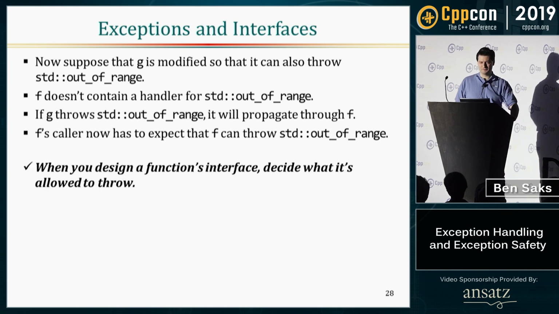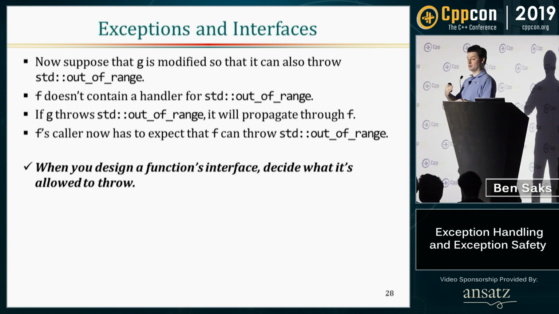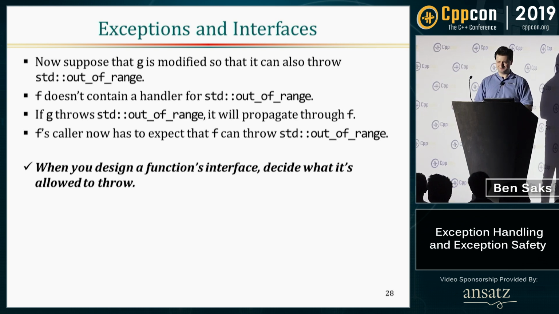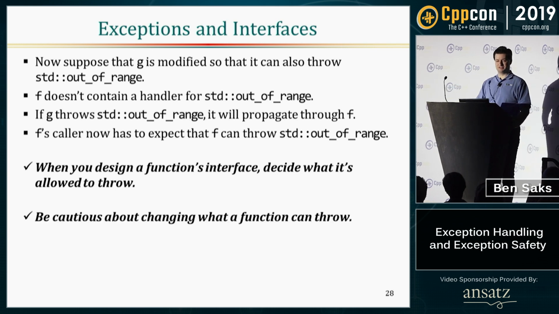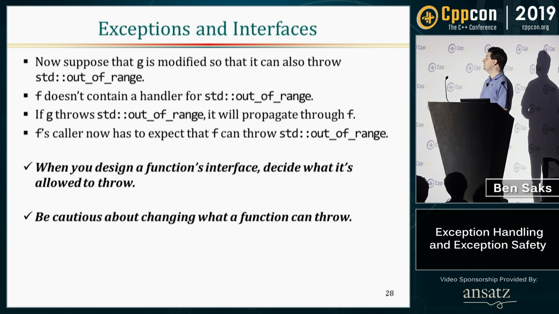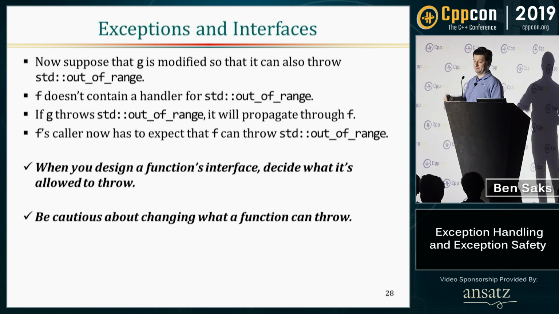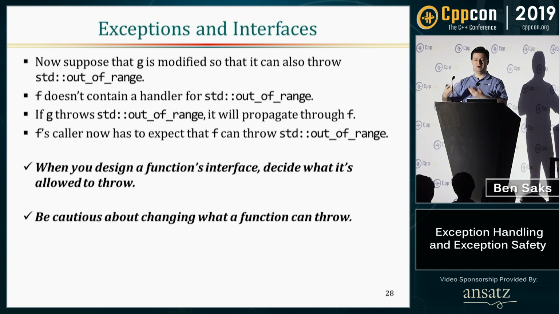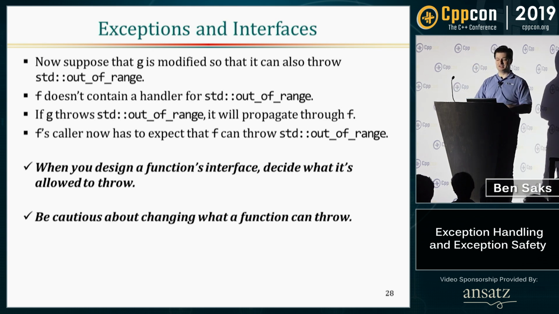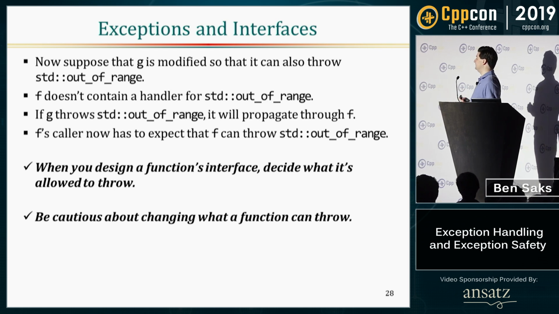So you want to be careful about choosing what types of exceptions a function can throw. This is something that you think about when you're writing the interface up front. You determine what a function can throw, and you should be hesitant to change that list of things that the function can throw, because it's easy for this kind of thing to get out of hand. F or G could be called in lots of different places, and you could have a lot of code that needs to be modified to respond to the possibility of new error conditions. And there's not much that the compiler can do to help you in this situation.